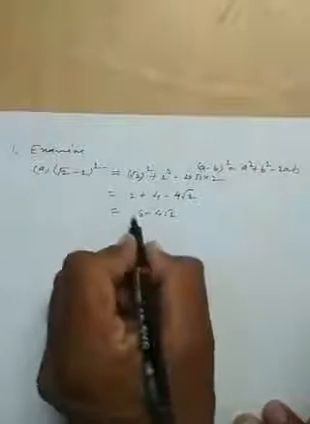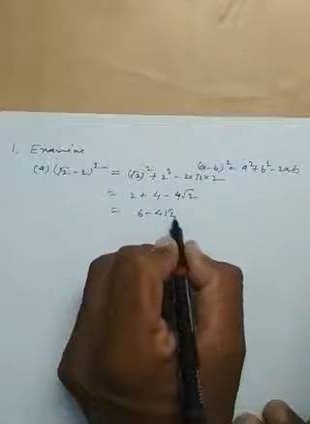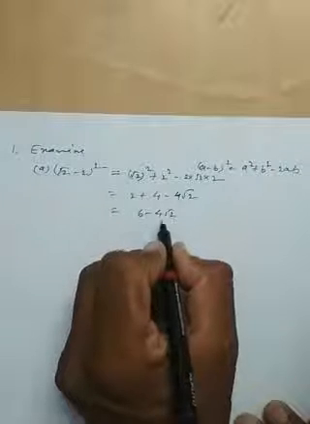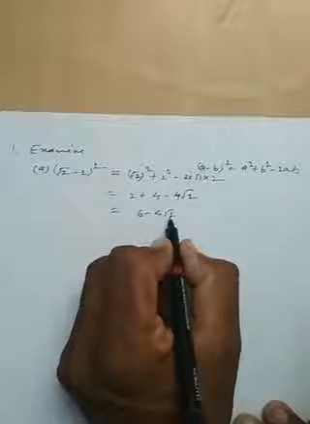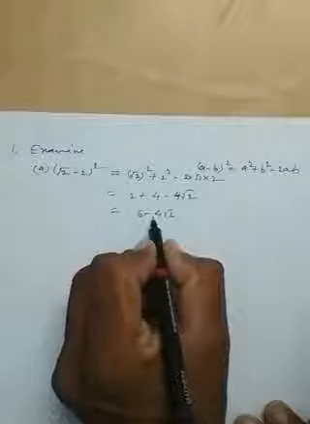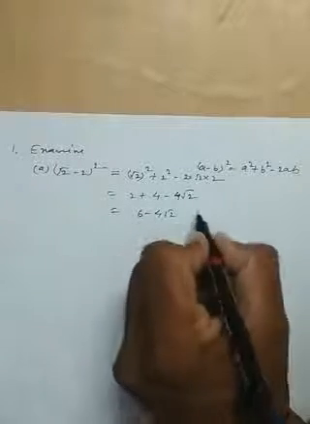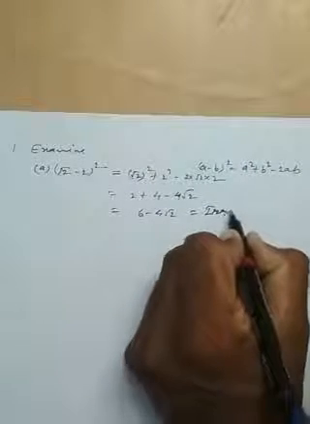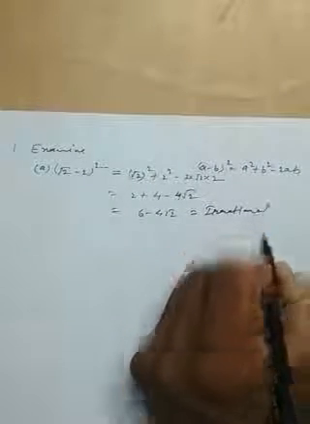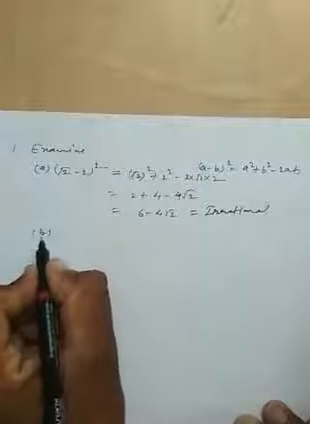Here 6 and 4 are rational, but √2 is irrational. And here the product of rational and irrational is irrational, and the difference of rational and irrational is also irrational. So the first number is irrational.